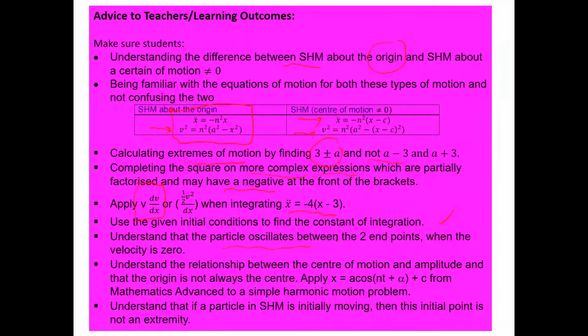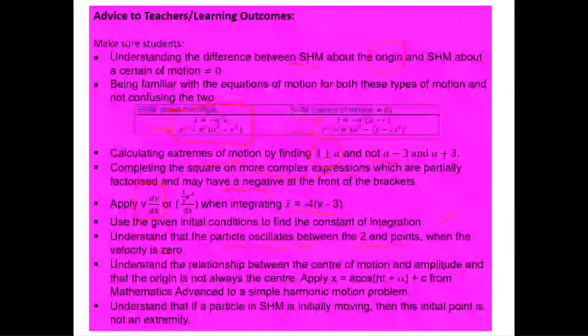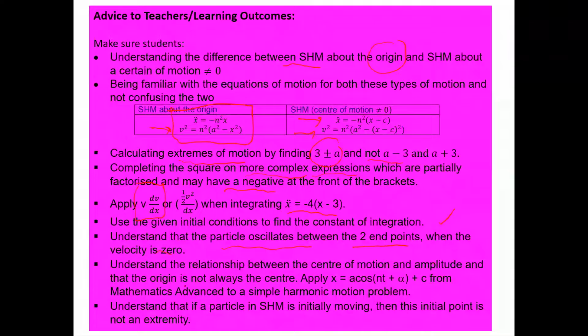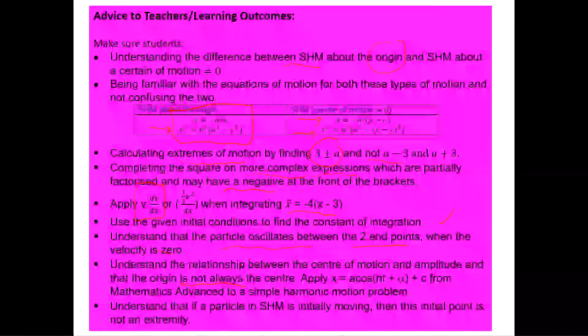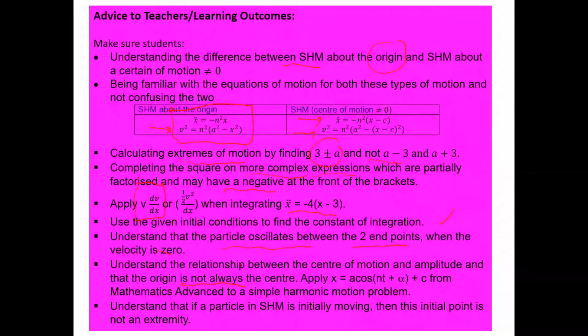Understand that the particle oscillates between two endpoints where the velocity is 0. Understand the relationship between the center of motion and amplitude, and that the origin is not always the center. Understand that if a particle in simple harmonic motion is initially moving, then this initial point is not an extremity.